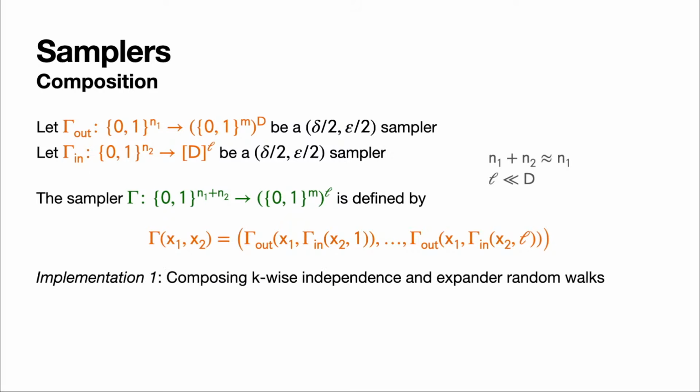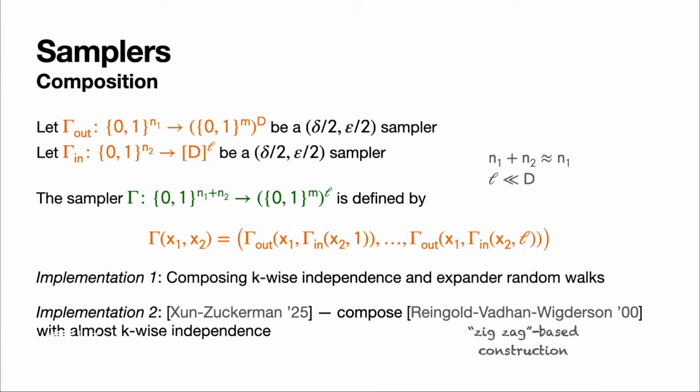And now you can try and play around. You can try to compose k-wise independence and expander random walks, the two things we saw. It gives something. I'll just say that the state-of-the-art construction is actually a composition construction by Shaltiel and Zuckerman. It composes the RVW zigzag-based sampler with an almost k-wise independent sampler and gets nearly optimal parameters.